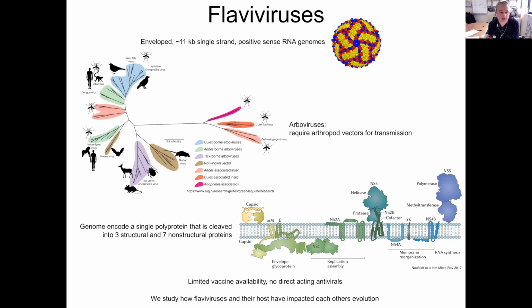Flaviviruses themselves are a quite large genus of different viruses. They're all enveloped, single-stranded, positive-strand RNA viruses. They all require a vector to transmit, and those are most often mosquitoes or ticks. And you can see a wide range of different, very famous viruses within this phylogenetic tree. The viruses I most commonly focus on are Zika virus and dengue virus, but we do a lot of cross comparisons between how those viruses function in respect to other viruses within this genus.